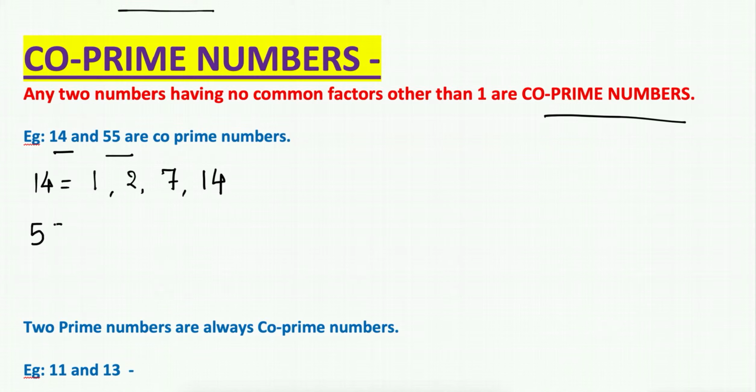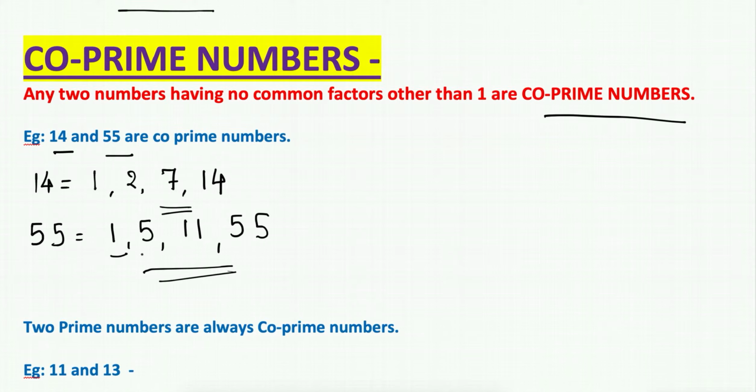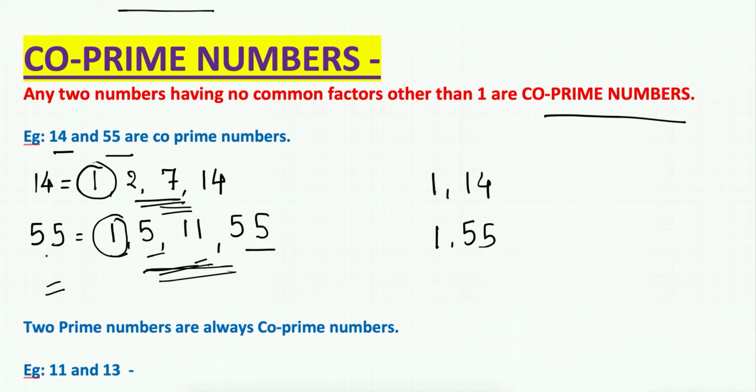Now let's see the factors of 55. The factors of 55 are 1, 5, 11 and 55. So these are the factors. These two numbers, 14 and 55, are not prime numbers because they have more than two factors. That is, other than 1 and 14, they have 2 and 7 as factors. And here, other than 1 and 55, 55 has 5 and 11 as factors. And as we know, a prime number is a number having only two factors, that is, the number itself and 1. But here we have two other factors, 2 and 7, 5 and 11. So these two numbers, 14 and 55, are not prime numbers. But they are co-prime numbers because they don't have any common factors here. Only 1 is the common factor between them. So any two numbers having no common factor other than 1 are called co-prime numbers.